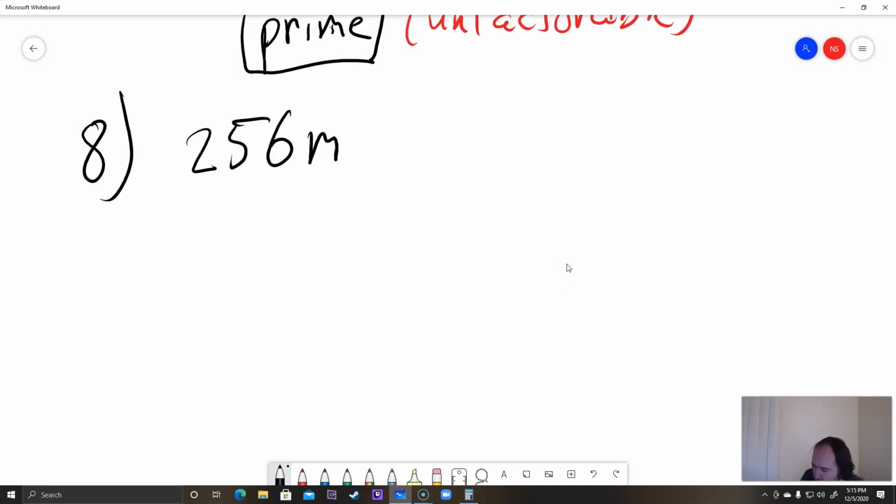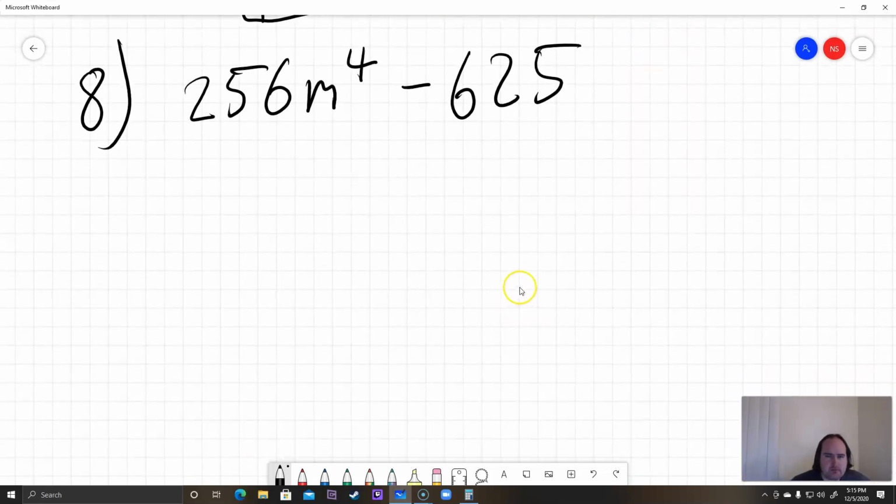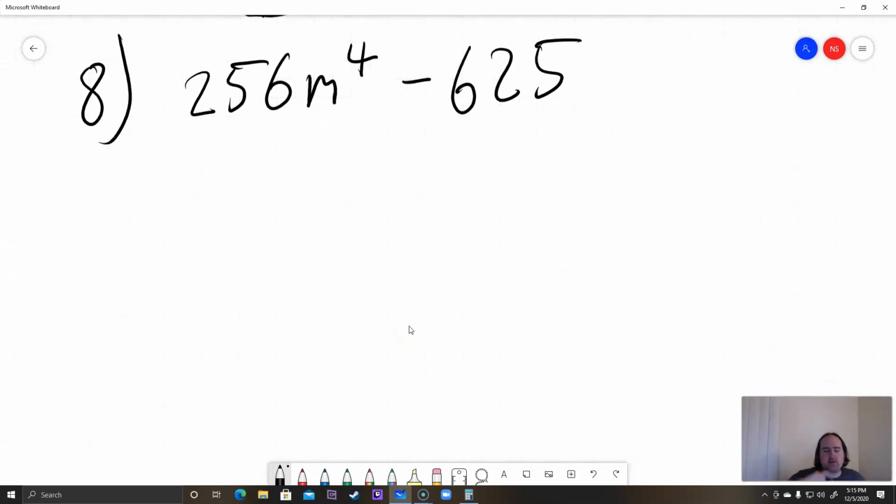256 m to the fourth minus 625. Okay, so for this problem, once again, you do want to write it as a difference of squares. Well, we got the first term is positive and the second term is negative, so we're good there. So we want to write it as something squared minus something else squared.